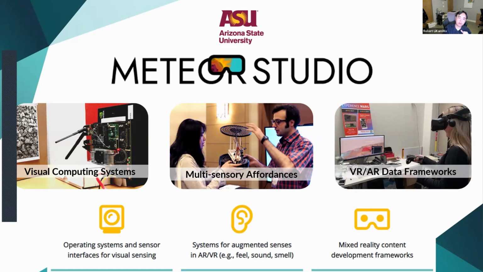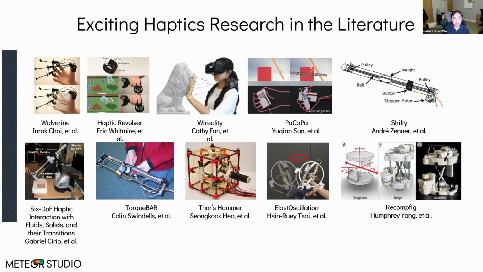But we're also really targeting multisensory affordances. So things like the sense of smell. We're looking at the game engine frameworks and how we can insert odors and odorants into a scene and then pump that out through the nose. And we're also interested in haptics. We're seeing lots and lots of haptics research in the literature.